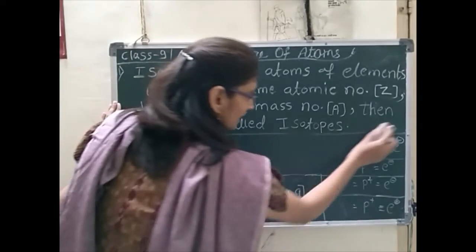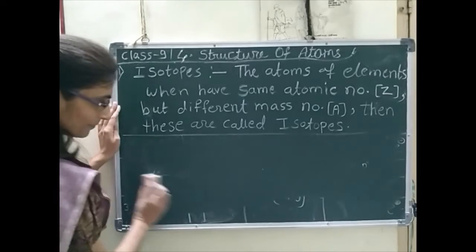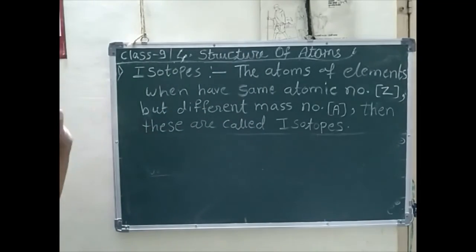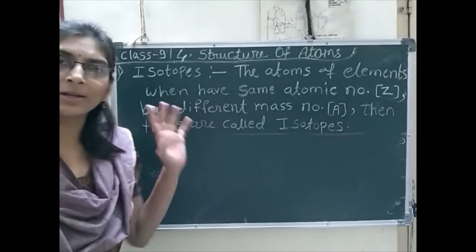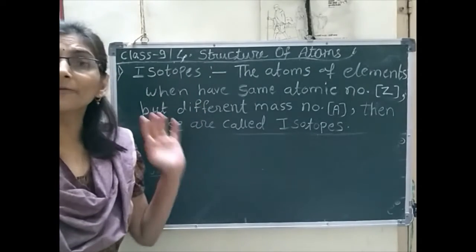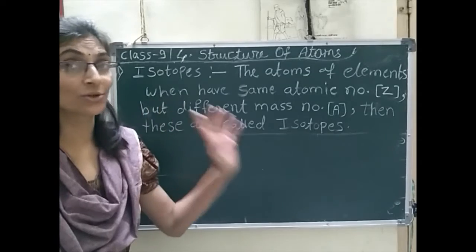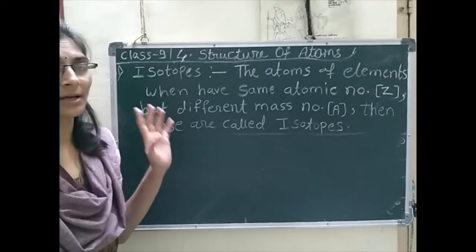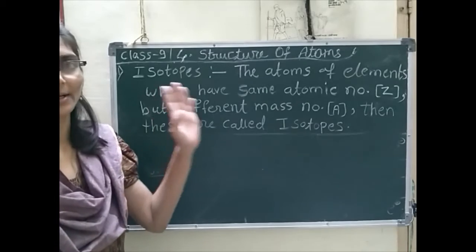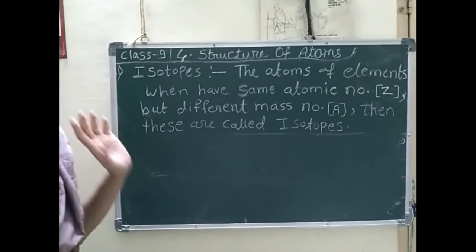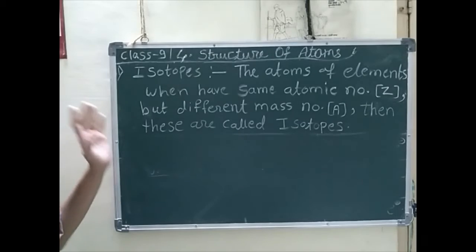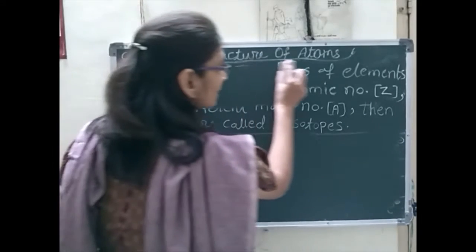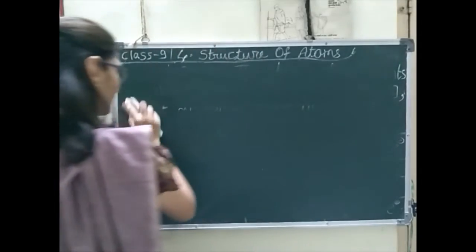Now after that we will see the characteristics of isotopes. It is very important. Always write down the difference between isotopes and isobars. Then you can write the characteristics of isotopes and the characteristics of isobars. These are the points for the difference between isotopes and isobars. So what are the characteristics that we will learn?